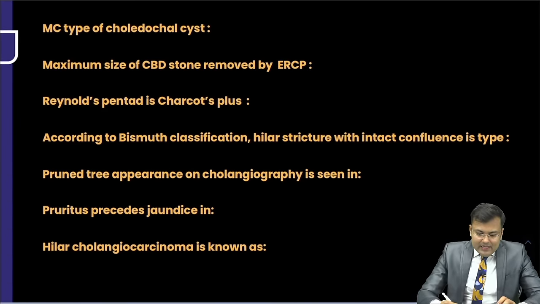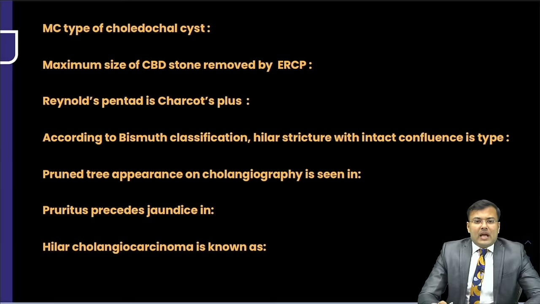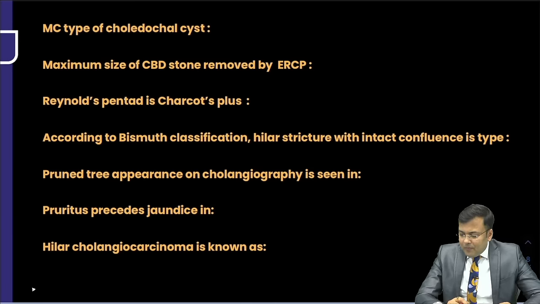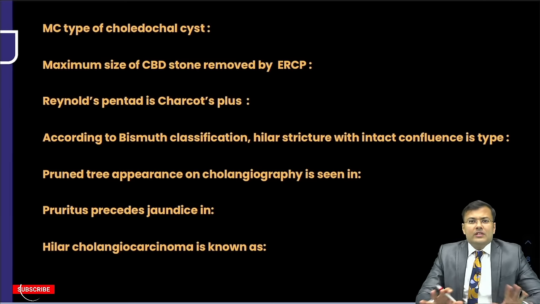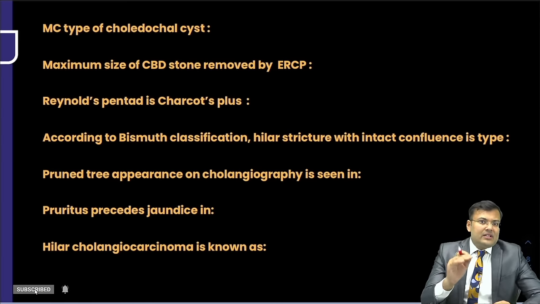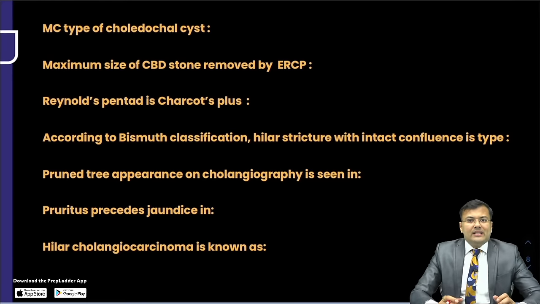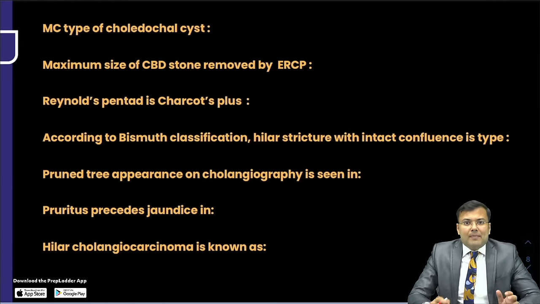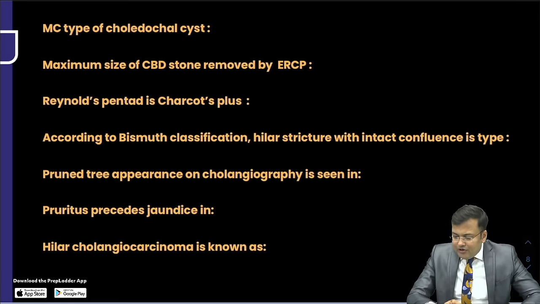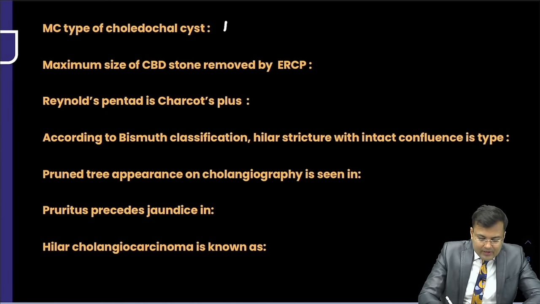Very good. Next, tell me, what is the most common type of choledochal cyst? You know one simple principle. If classification starts from 1, 2, 3, 4, 5, most common is type 1. And if classification starts from A, B, C, D, E, most common type is type A. Clear? All of you are correct. Obviously, it's type 1.